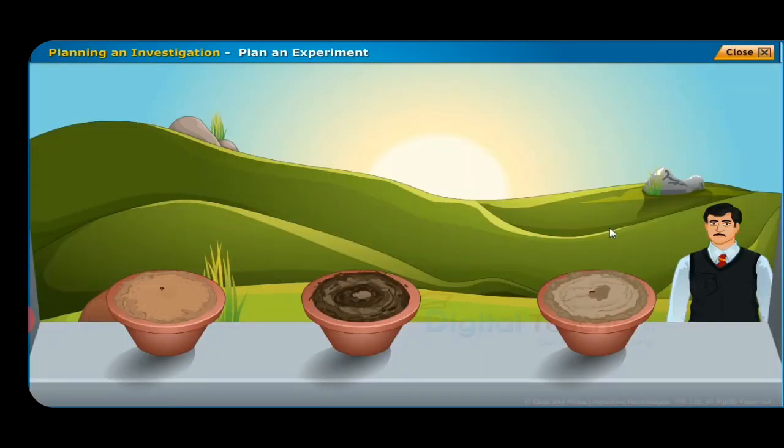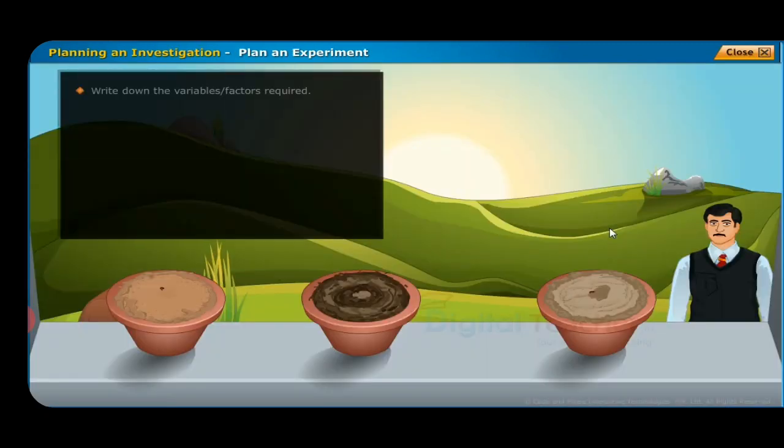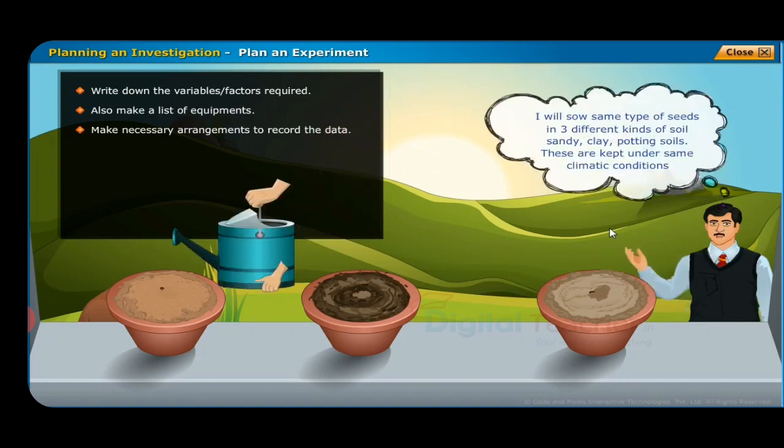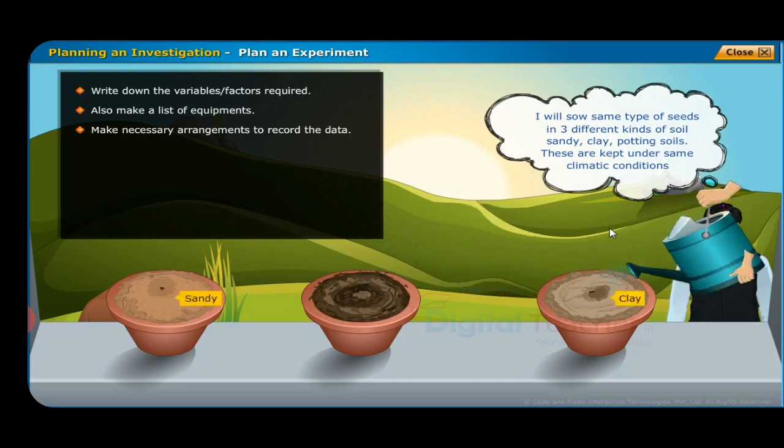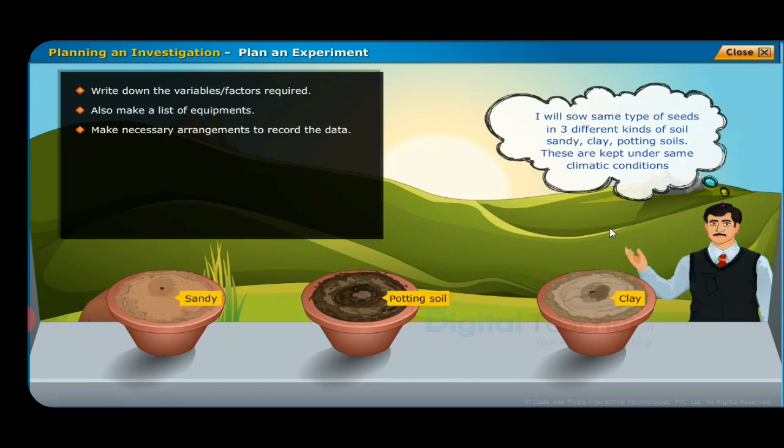Plan an experiment. Write down the variables or factors required. Also make a list of equipments. Make necessary arrangements to record the data. I will sow same type of seeds in 3 different kinds of soil: sandy, clayey, potting soils. These are kept under same climatic conditions.